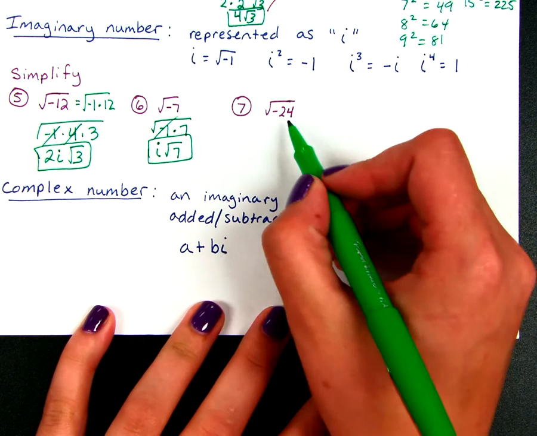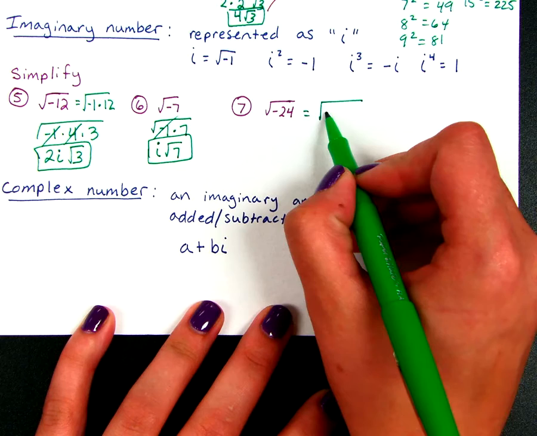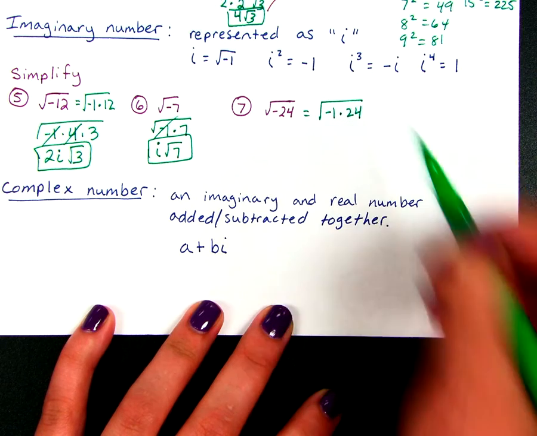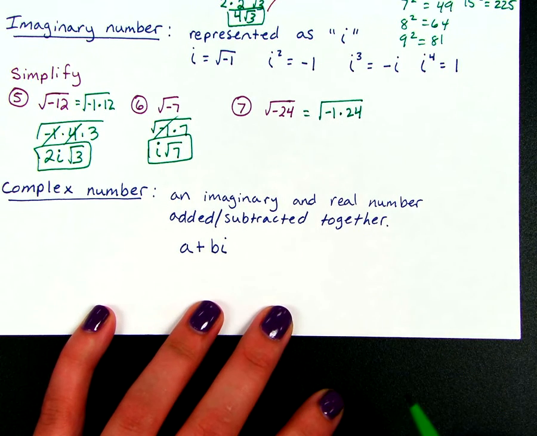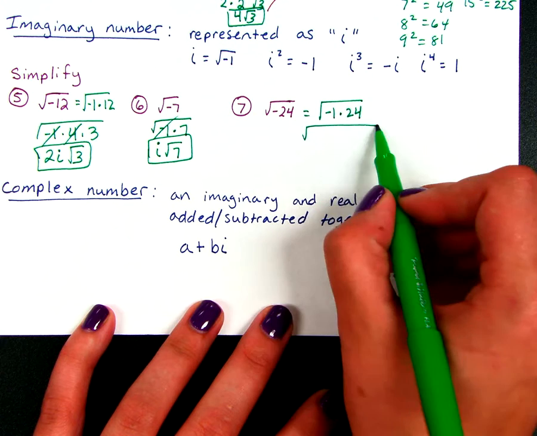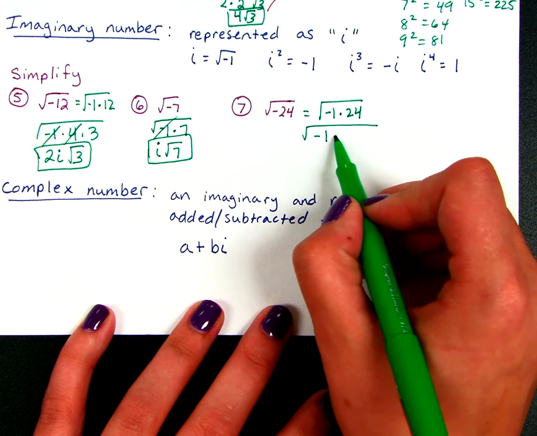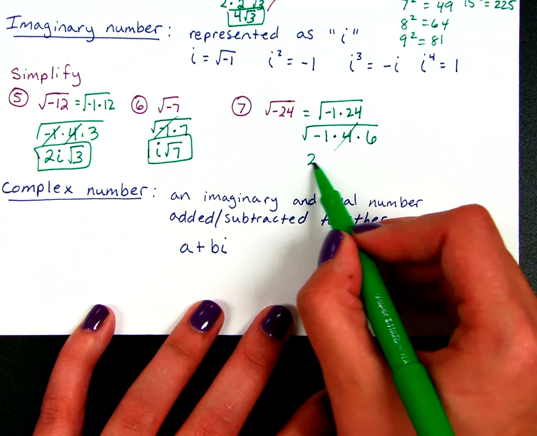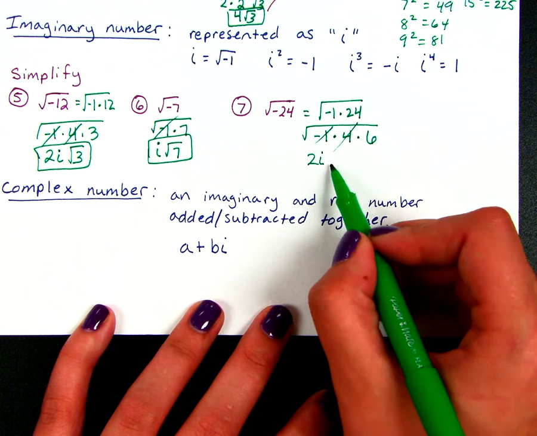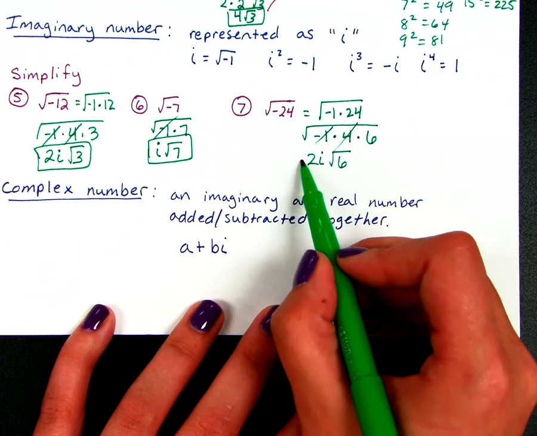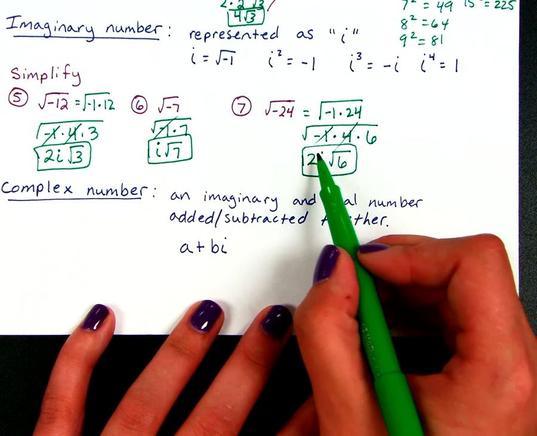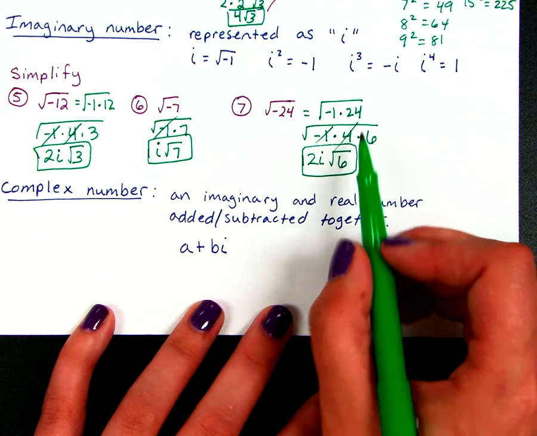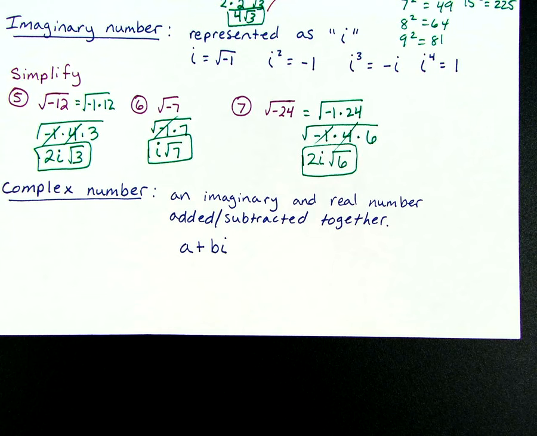Our next one, again, we're going to think of this as negative 1 times 24, and we can find a perfect square that divides into 24, so we can use 4 times 6. So negative 1 times 4 times 6. 4 can come out as 2, negative 1 comes out as i, and 6 will have to stay inside the radical. And when you write this, it's always the number, and then i, and then the radical. So it does need to be in that order. We never want to put i in front of the number, only in front of a radical.